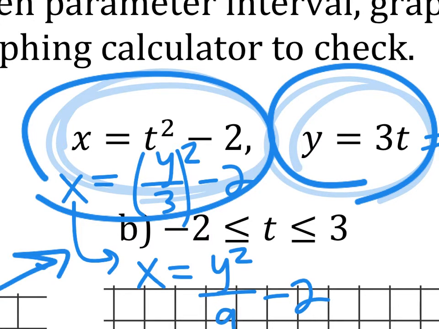Okay, so now what you're going to do is type that in: t squared minus 2 and 3t. And then just do zoom 6. I don't know which window you're in, so let's just do zoom 6. That will graph this function.